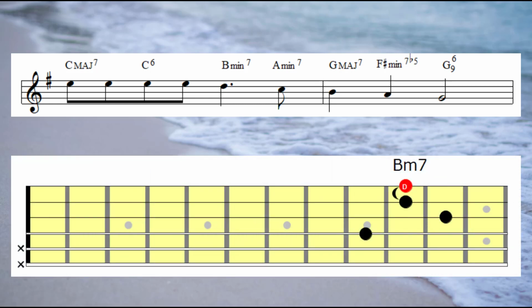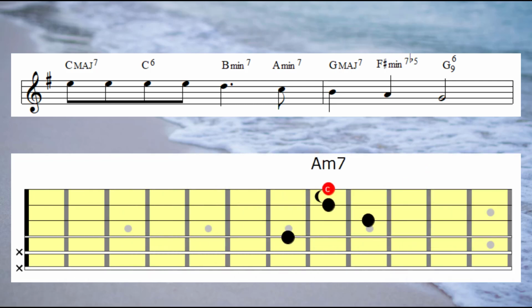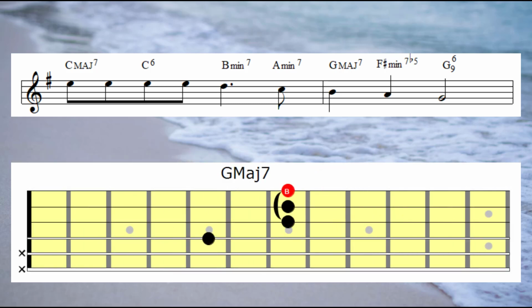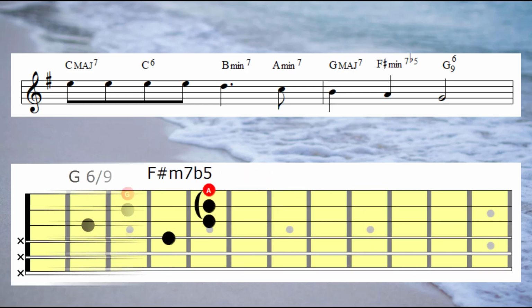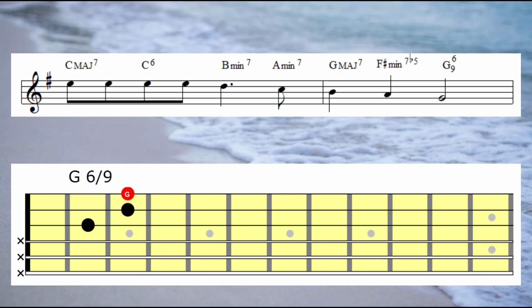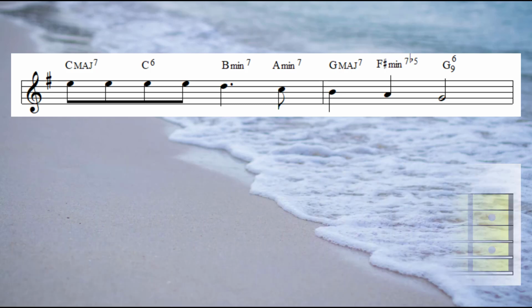Under the C note, we could play A minor 7. Into the next bar, under the note B, we could play G major 7. Under the A note, we could play F sharp half diminished, and then we could finish off again with our G6-9 chord. Now, I got these chords from our passing chord concept that we used in Ode to Joy and also earlier in this arrangement of Deck the Hall. Let's have a listen to how that would sound using these passing chord style arrangements.